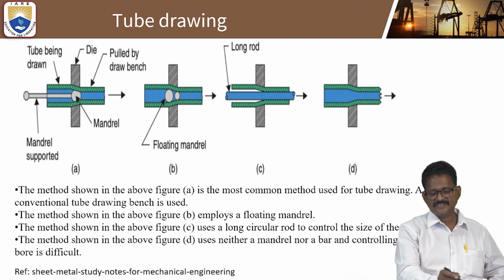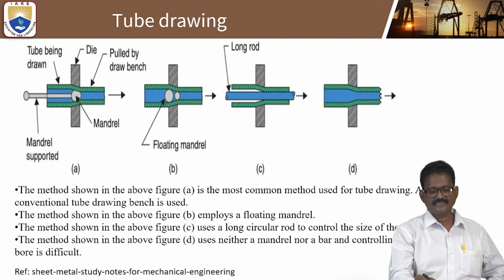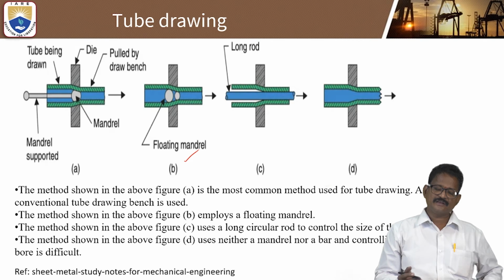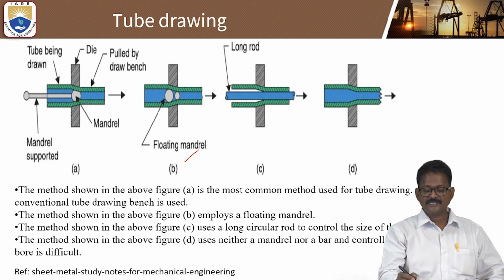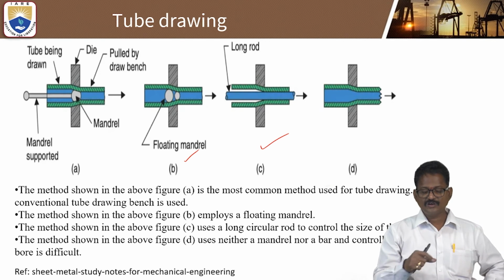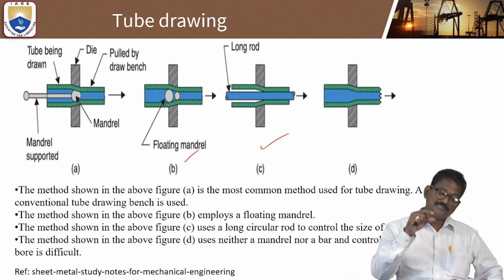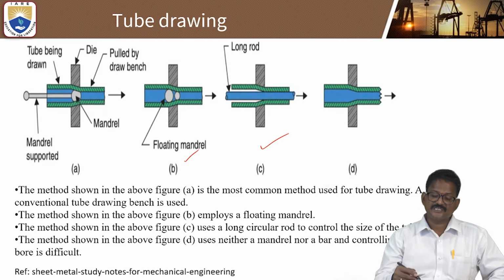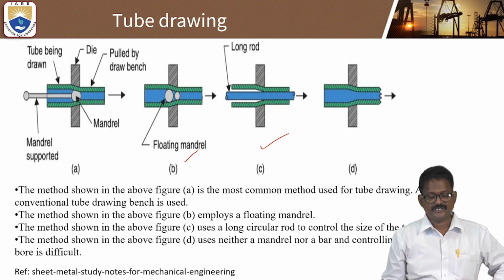Okay, so the first one is a common method used for tube drawing, and the second is a floating mandrel, used to float the mandrel so that some gap and some uniformity can be obtained. The third diagram needs a long circular rod to control the size of the tube. So the inside tube bore should be reduced. It means the third setup can use a long rod in the same setup only.